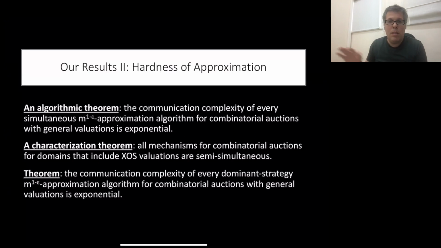So let me just quickly summarize how we get this inapproximability result. We start with an algorithmic theorem which says that the communication complexity of every simultaneous algorithm that provides an approximation ratio better than m for combinatorial auctions with general valuations is exponential. We then have a game theoretic characterization theorem that says that all mechanisms for combinatorial auctions for a region of domains are semi-simultaneous. And then we combine the two together and get that the communication complexity of every dominant strategy mechanism for combinatorial auctions with general valuations is exponential. So that's how we prove this inapproximability result.